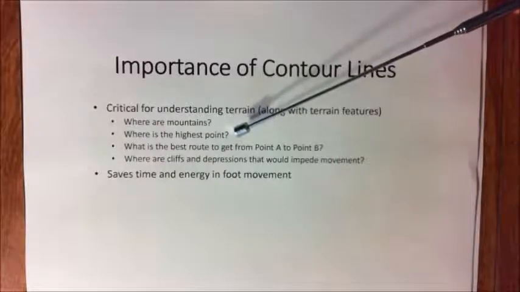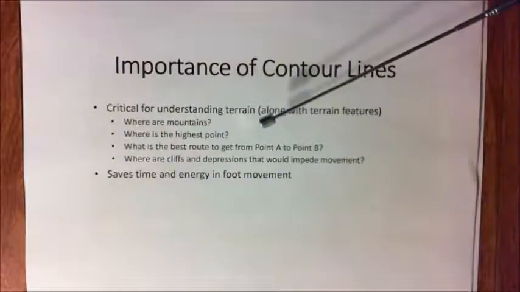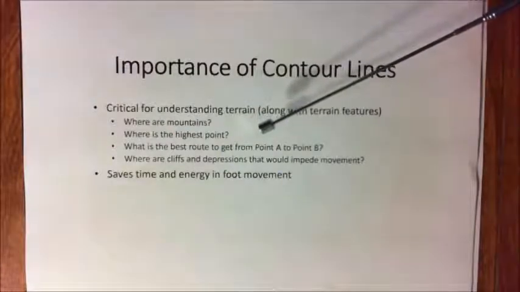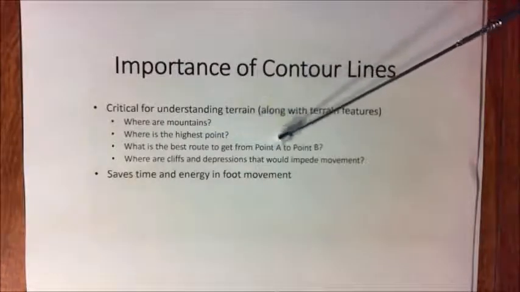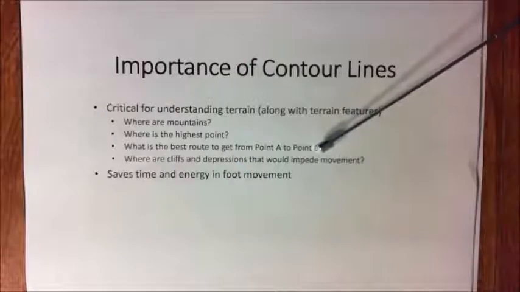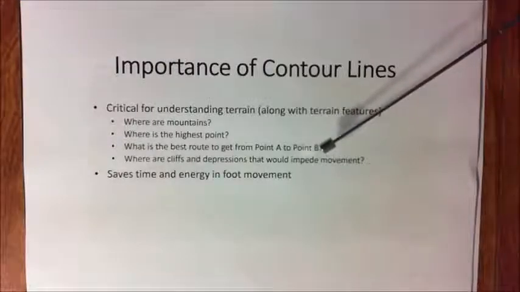The highest point is critical in case you need to get high up in the air for observation purposes or to place an antenna to ensure your communications. What is the best route to get from point A to point B? Do you really want to fight to claw your way up a steep mountain just to get to the other side of the mountain where you got to fight to keep from slipping once you get over the top? Or is there an easier way to get to the other side of the mountain? All that is determined by contour lines.